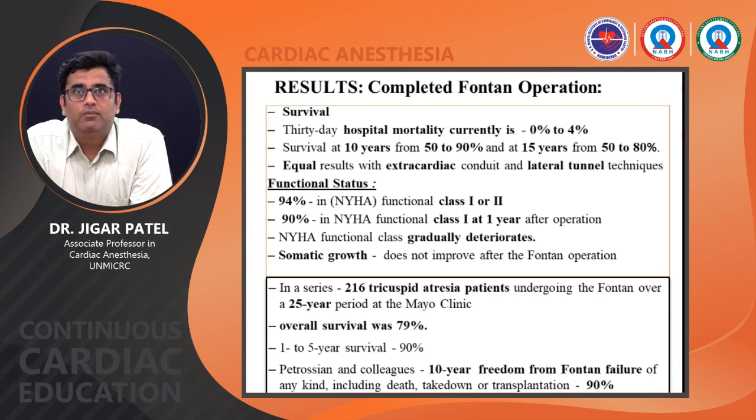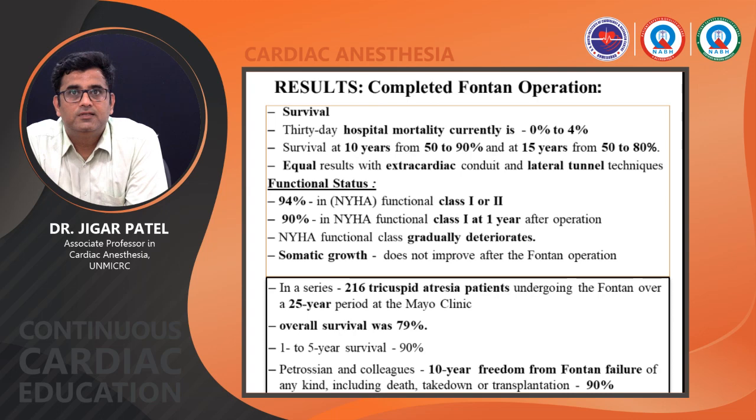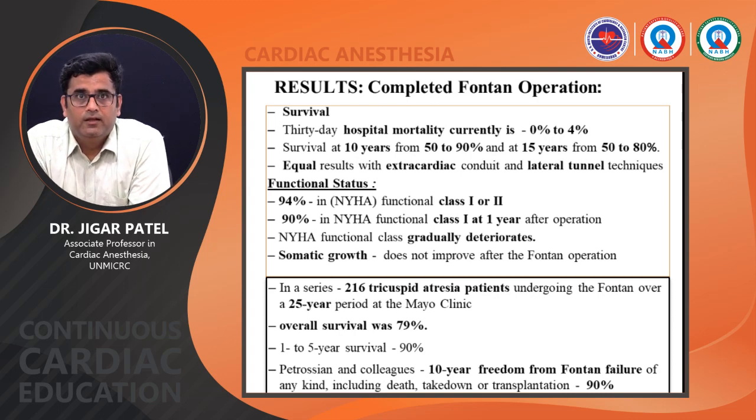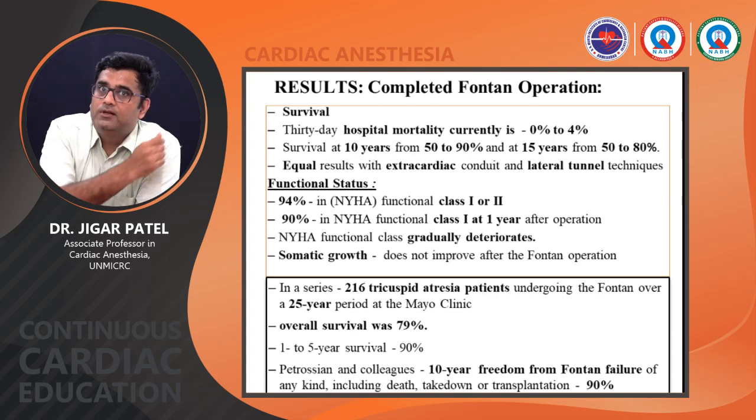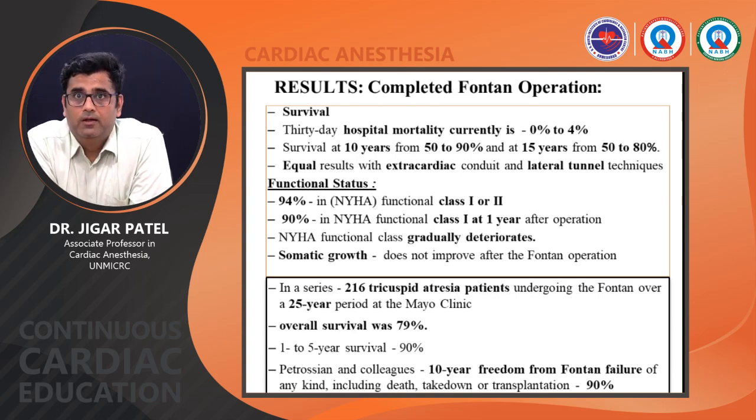Now, the results of the completed Fontan operation: 30-day hospital mortality is currently 0 to 4%, and survival at 10 years is around 50 to 90%, and at 15 years it is 50 to 80%. We have equal results with the extracardiac conduit or lateral tunnel technique. Functional status after Fontan is that 94% of patients are in NYHA class 1 or 2, and 90% present with class 1 at the age of 1 year. This NYHA functional class gradually deteriorates over time, and after this operation somatic growth does not improve.